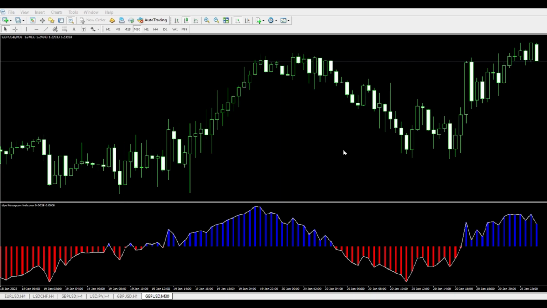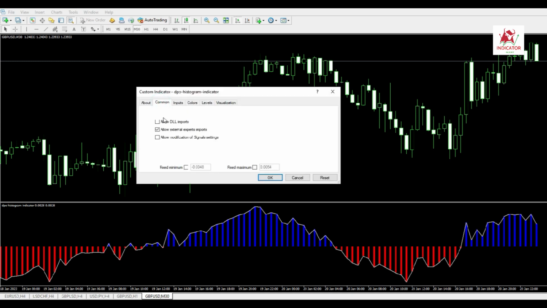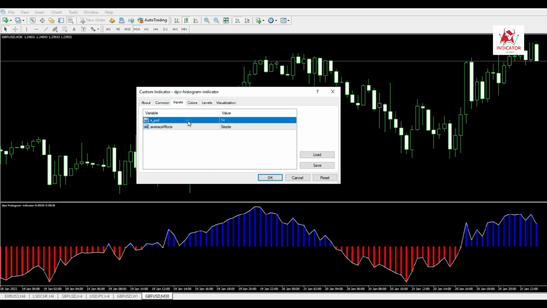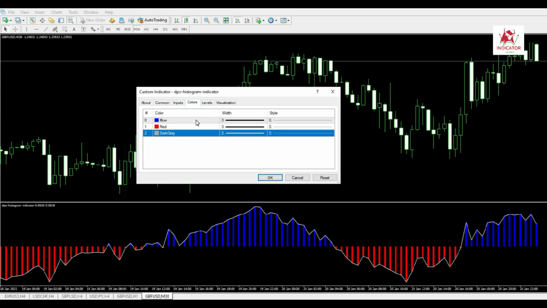The DPO histogram buy and sell technical oscillator delivers short-term dual-colored trading signals that can be used for scalping and day trading purposes. The DPO fluctuates above and below its zero level. DPO oscillator values above the zero level suggest the short-term trend is up. DPO oscillator values below the zero level suggest the short-term trend is down. The DPO oscillator paints blue-colored bars above the zero line when the short-term trend is up and red bars below the zero line when the short-term trend is down.